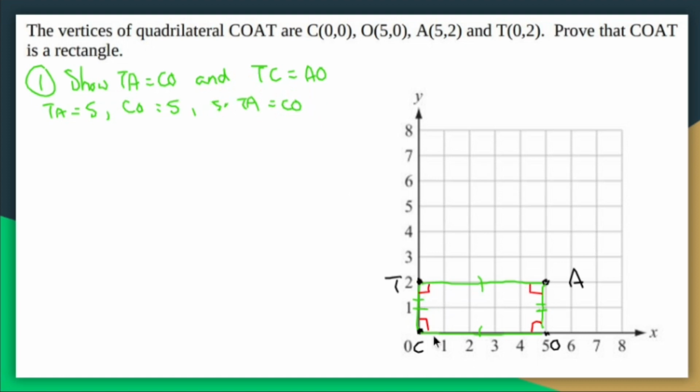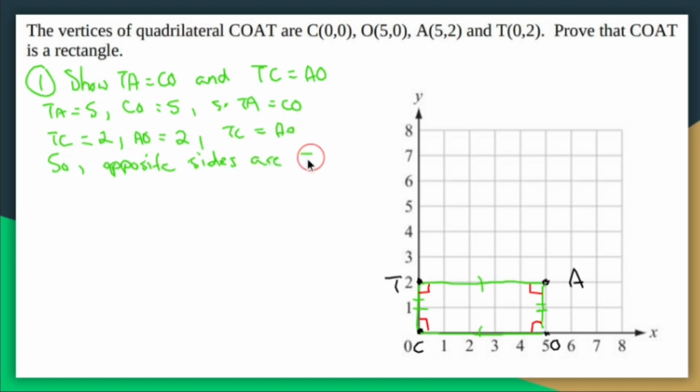If these lines weren't so pretty, I'd have to use the distance formula. I did that in previous videos, so if you want to go back and watch, I beg you. Also, TC is 2, AO is also 2, which means TC equals AO. So opposite sides are congruent.